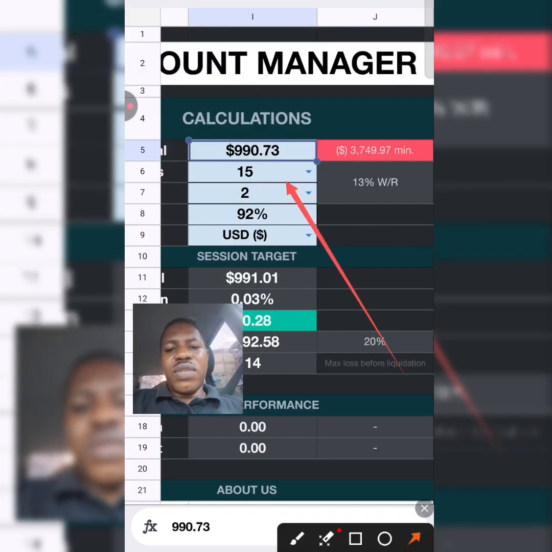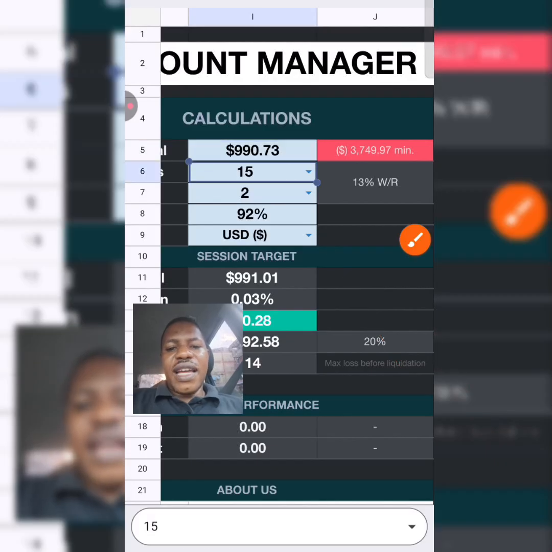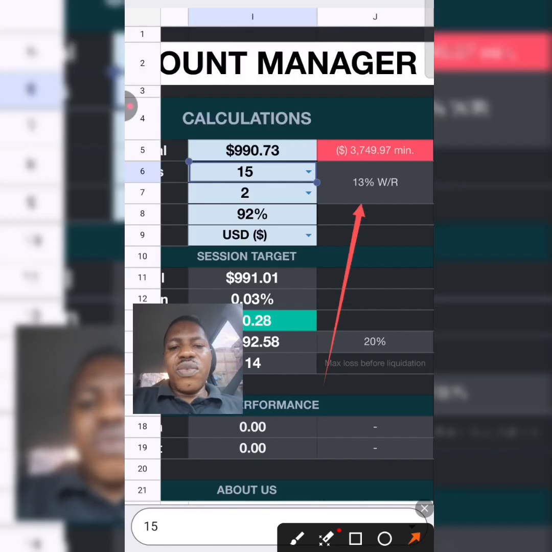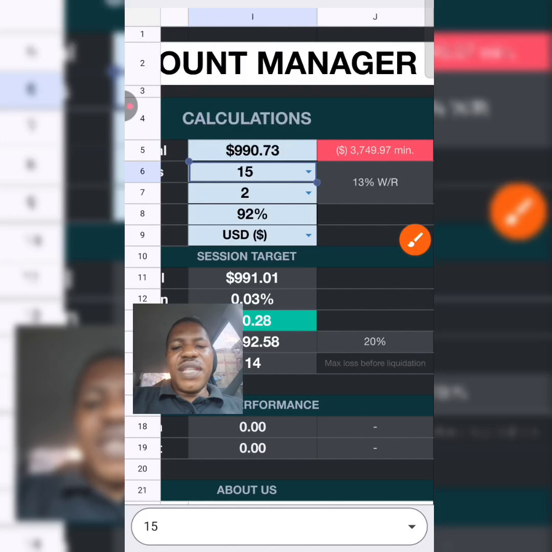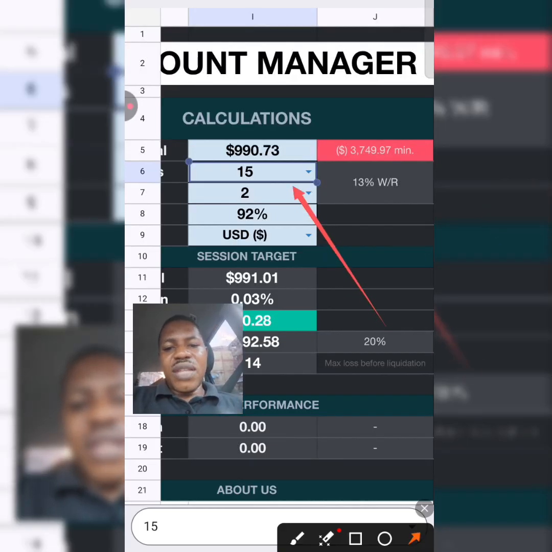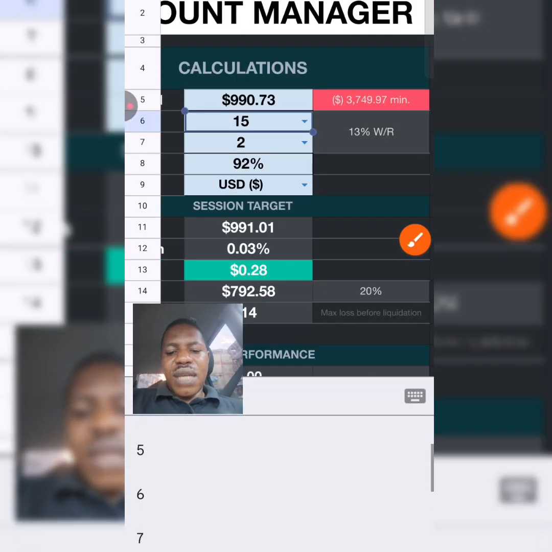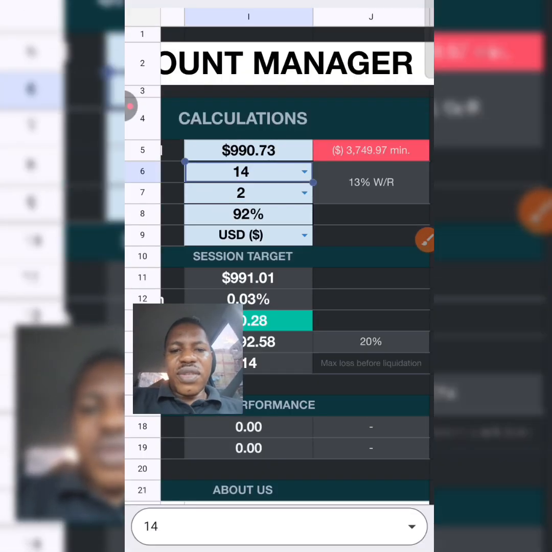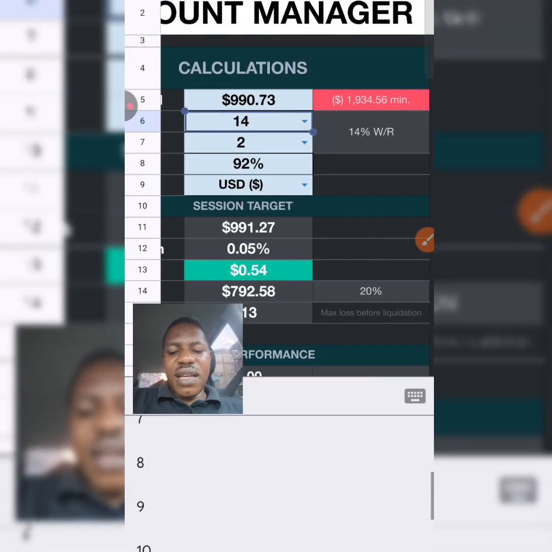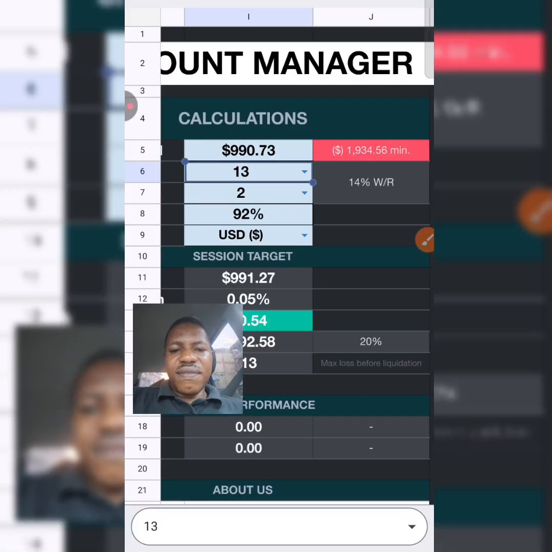Since I don't have that, I'll have to reduce the number of trades I can take in a session. Using 15 to win 2, it says your win rate should be at least 13%, which is very low. Anybody with a 20% win rate will be in profit with this account manager. But let's adjust that based on our capital. So we'll reduce this 15. I'm reducing it to maybe, let me try 14. That says 1,900 should be my capital. All right, let's try 13.